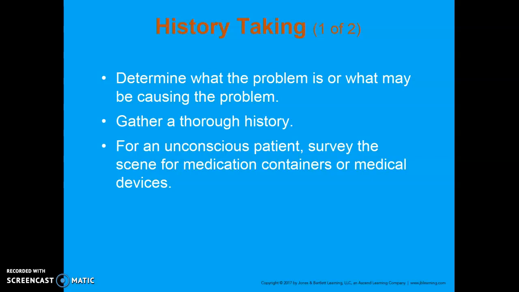So now we're on to history taking. What's the point of history taking? Well, you want to try and determine what the problem is or what may be causing the problem, problem also being chief complaint. Those are kind of used interchangeably there. You want to try and gather a thorough history. You may gather information from the patient, family, friends, bystanders. You may just have to investigate the nature of illness just by inquiring about the chief complaint. Ask about the history of the present illness, and then ask follow-up questions to try and gain some more information.